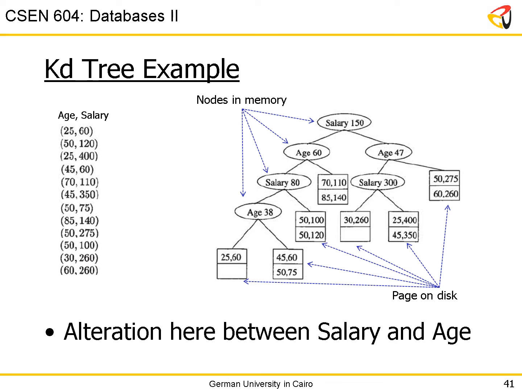Since I have started with salary, the next level in the tree must be for the age information. Now the one after it must be for the salary, and the one after that must be for the age. So the alternation goes on like this. Starting from the root, it's salary, then age, then salary, then age, then salary, then age, then salary, then age, and so on.